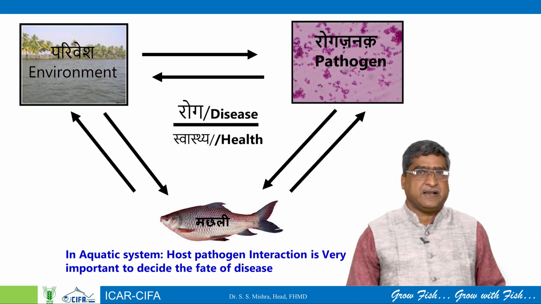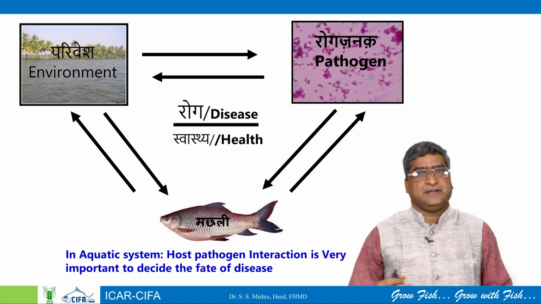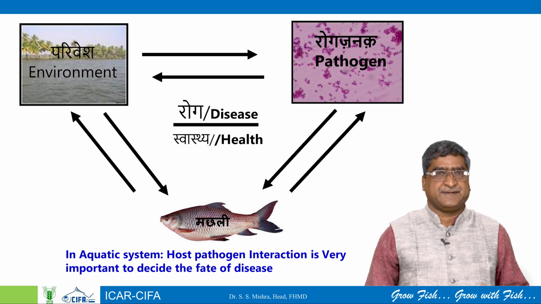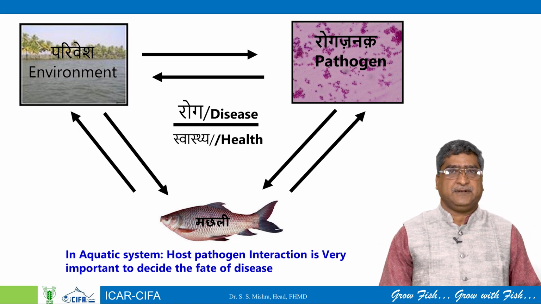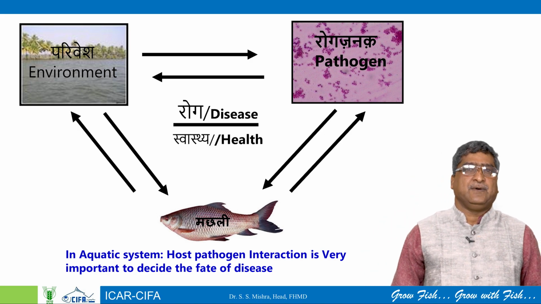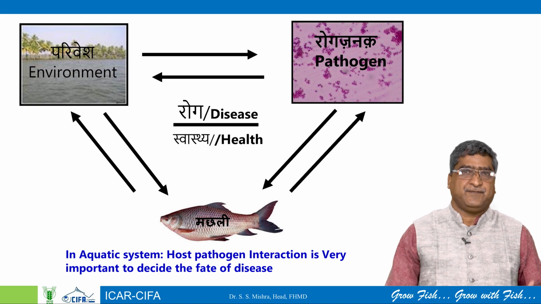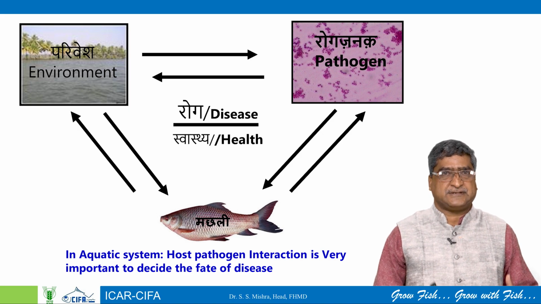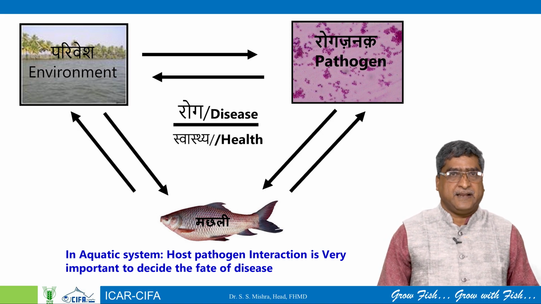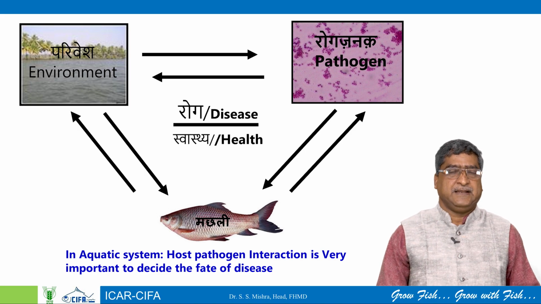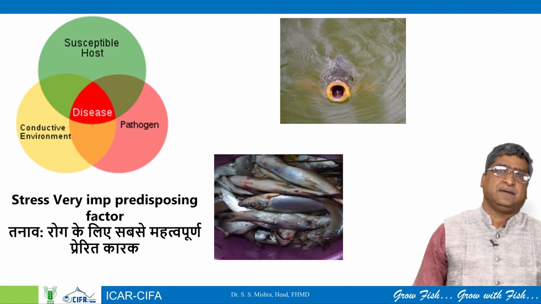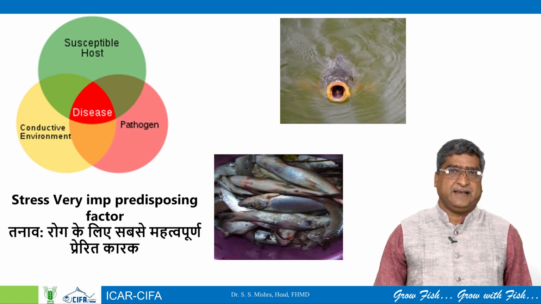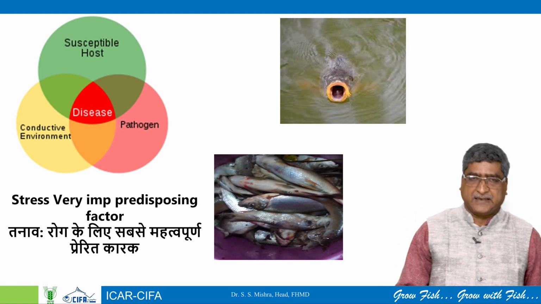As you know, there is the environment, the culture system; the pathogens, which are the bacteria, parasites, or virus present in the aquatic system; and the fish. So the interaction of environment, pathogen, and fish decides whether there will be disease or a healthy condition. If you see this particular slide, you will know that when the host is susceptible, having stress, and the environment is conducive for the pathogen to multiply, the pathogen increases in number and at that time they produce disease. So stress is a very, very important predisposing factor for inducing disease in an aquaculture system.